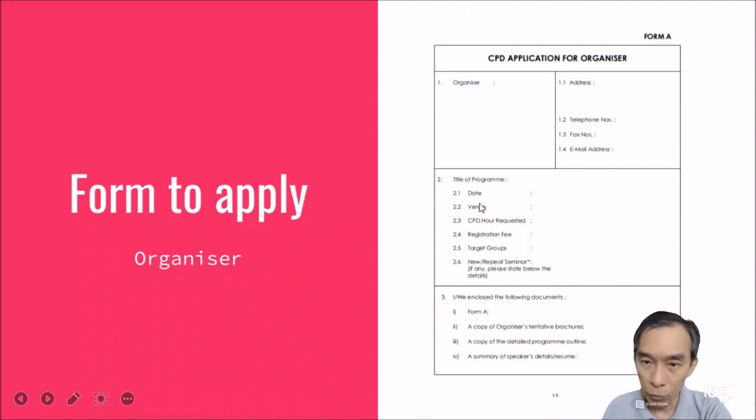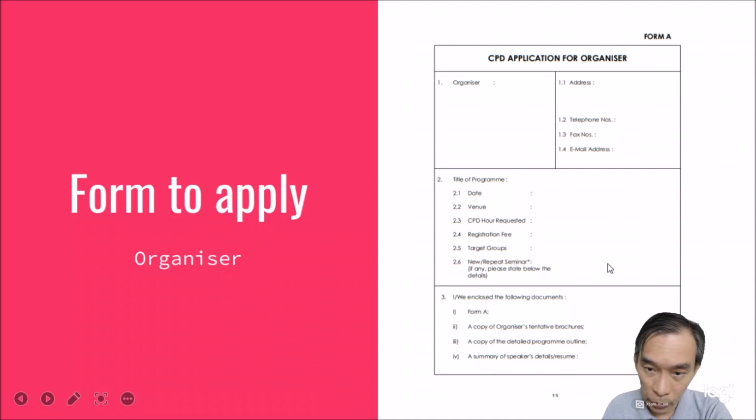What are the things that are required: where is your event, what date, what are the topics, what is the number of hours of heavy teaching, what is your registration fee, what are the target groups. Of course, engineers will be targeting the engineers as well as some of the estate agents, and for MIEA it will be mostly MIEA members as well as the public who are interested in estate agency practice.